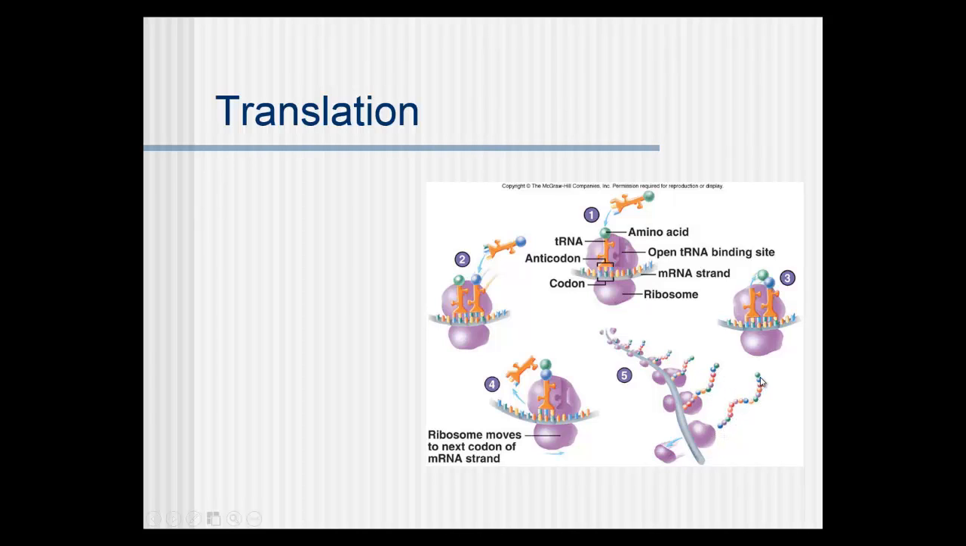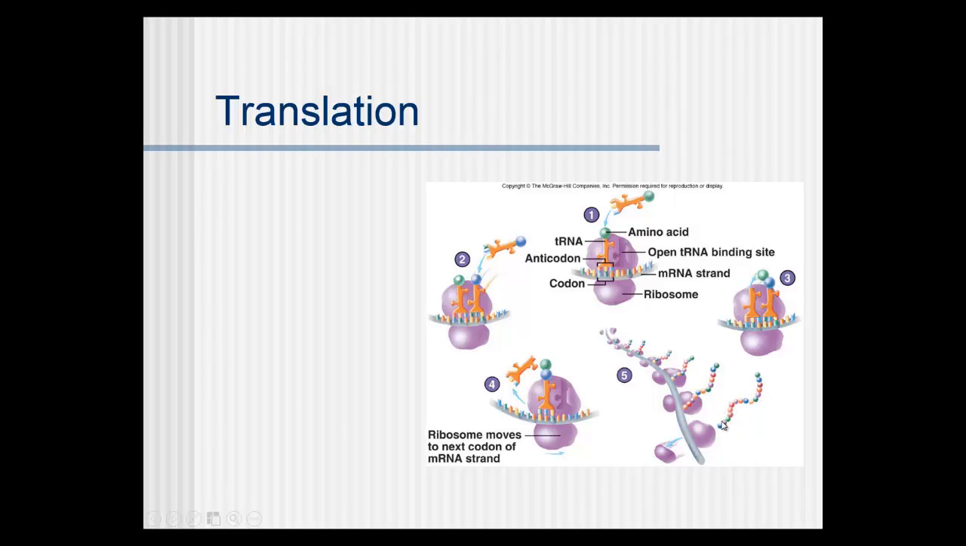So this protein here might be hemoglobin, it might be collagen, it might be keratin, it might be insulin, any molecule found in the body that is a protein. And this protein has a very specific shape, but we'll talk more about that in advanced A&P.